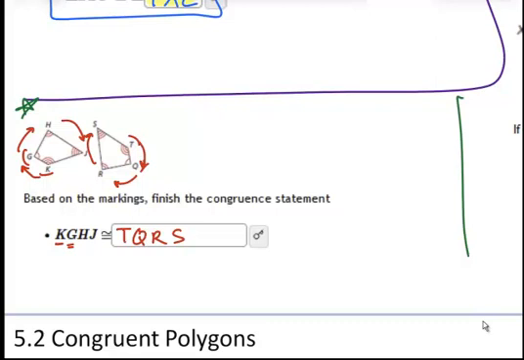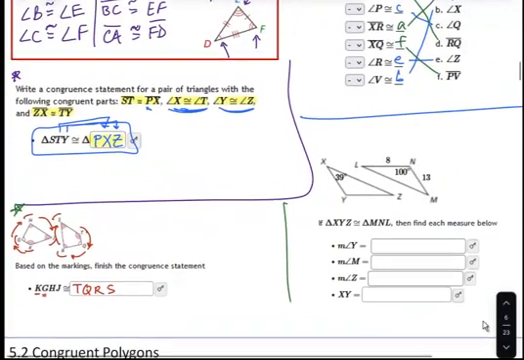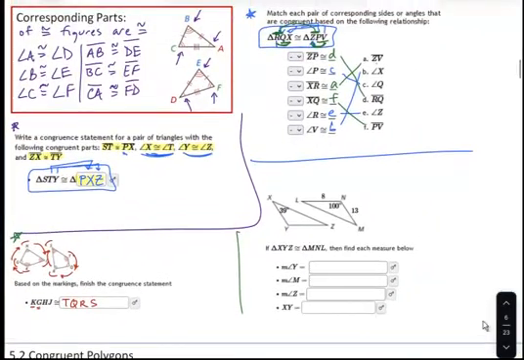But you can also look to see too, right? H has 2 tick marks, so does R, and J has the 4 tick marks, so does S. So you can still match them up that way as well, but once you find the pattern, you can just apply the rule for naming to continue it.